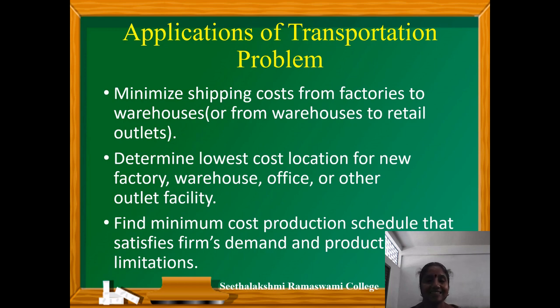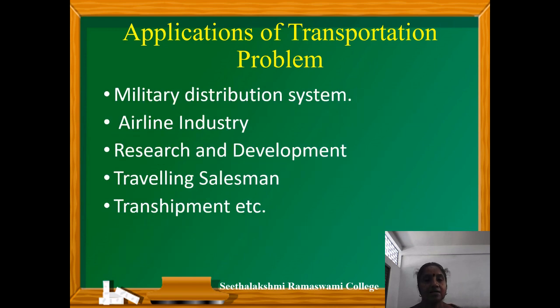So next we are going to see the general applications of transportation problem. It is used to minimize shipping costs from factories to warehouses or from warehouses to retail outlets. To determine lowest cost location for new factory, warehouse, office or other outlet facility, this transportation problem is used. And to find minimum cost production schedule that satisfies firm's demand and product limitations, it is also used. And it is also used in military distribution system, the airline industry, research and development, traveling salesman problem, transshipment, etc. In those areas also, this transportation problem is used.